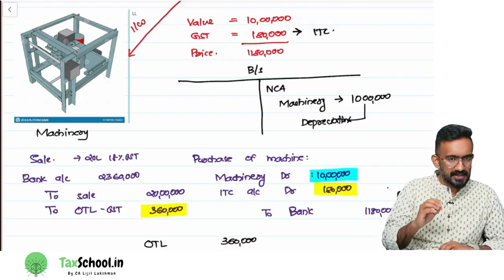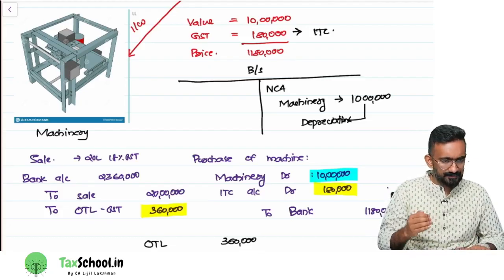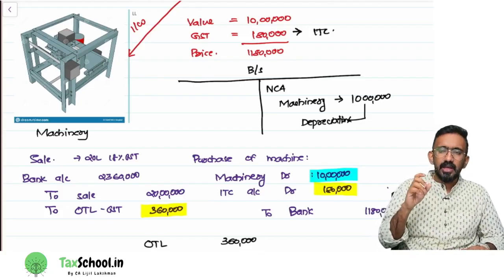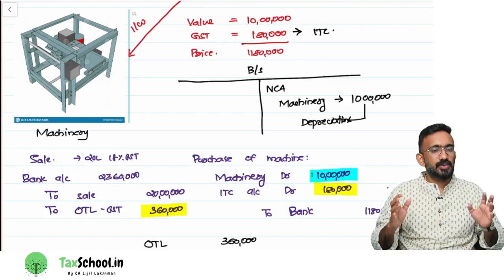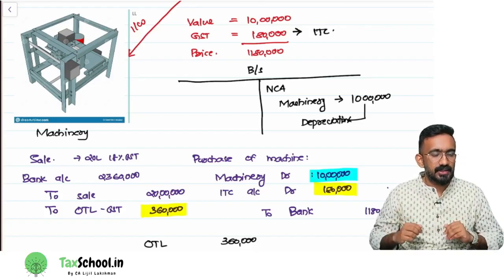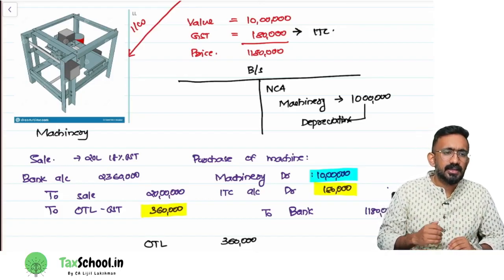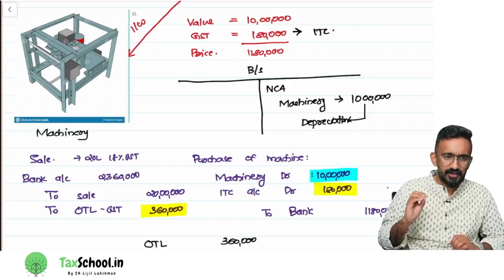But in some cases, say for example, somebody purchased a car. This particular car has no ITC available because it's a blocked credit. Say I purchased a car which is 15 lakh plus 5 lakh GST. How much will you capitalize in your asset account? You will capitalize the entire 20 lakh because you anyway don't have an ITC. This is how the depreciation benefits would be there.